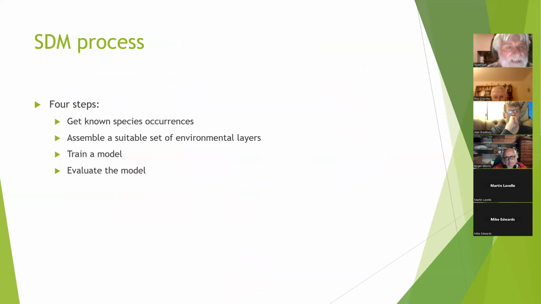So the process, really, there's 4 steps. We need to know known points of occurrence of the species. We need a suitable set of environmental layers that are pertinent to the biology of that species. We need to train some sort of a model. And then finally, we need to work out whether that model's any good or not. We need to evaluate the model.